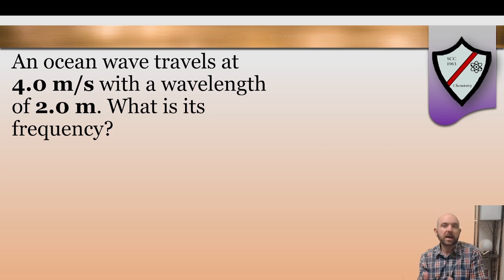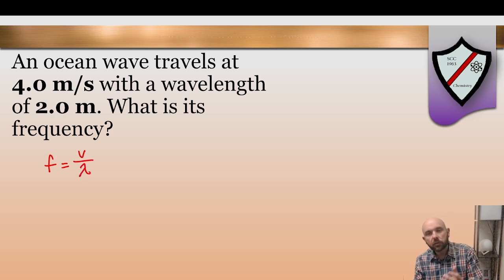If you want to go back and look at the slide where I rearranged the formulas, you would find that the frequency of a wave is equal to the wave speed divided by the wavelength. So if we can just figure out the wave speed and the wavelength from our question, we can answer what the frequency is. And that's pretty easily determined from this question. We see that the wave speed is given to us. It's not expressly said as the wave speed, but we know that wave speeds have units of meters per second. So that's going to be our wave speed here, 4.0 meters per second.